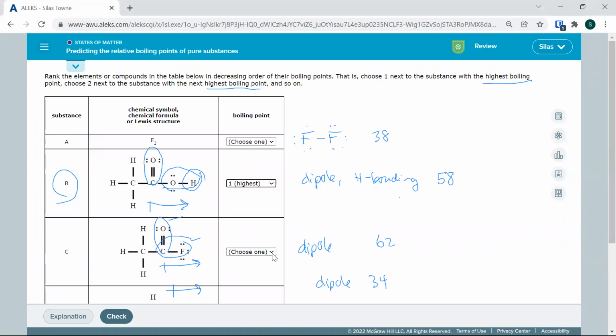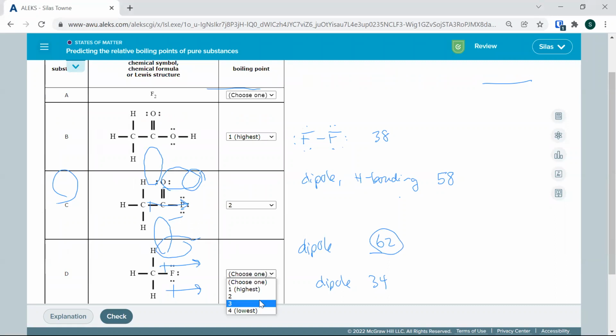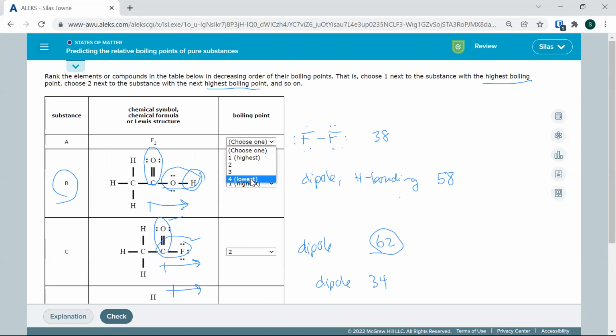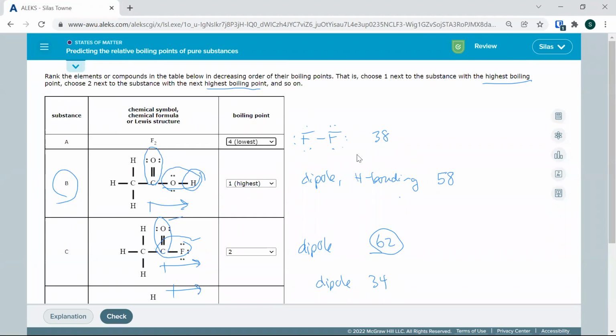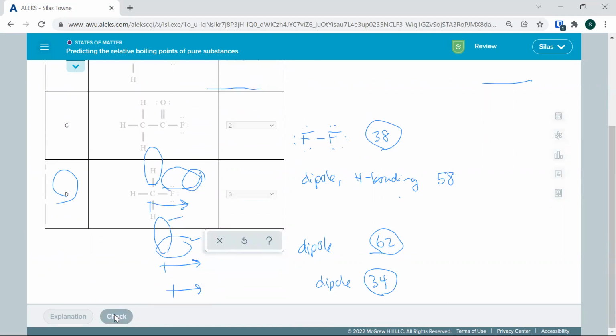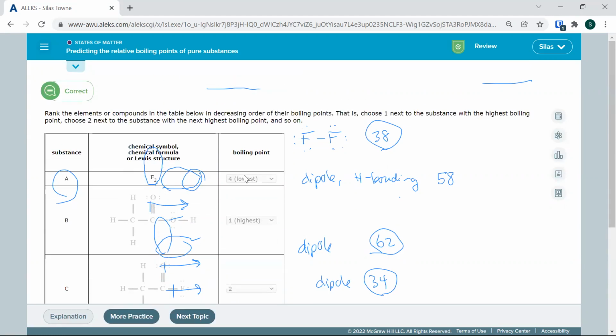2 would be, I'm going to say this one because it's got a high mass and a dipole. 3 would be here due to the dipole, and then 4 would be here because there's no dipole and has similar mass to D. So we got 38 compared to 34, a little higher up here, but no dipole. So let's check that. There we go. So maybe draw some quick structures, add up some molar masses, compare those molar masses.